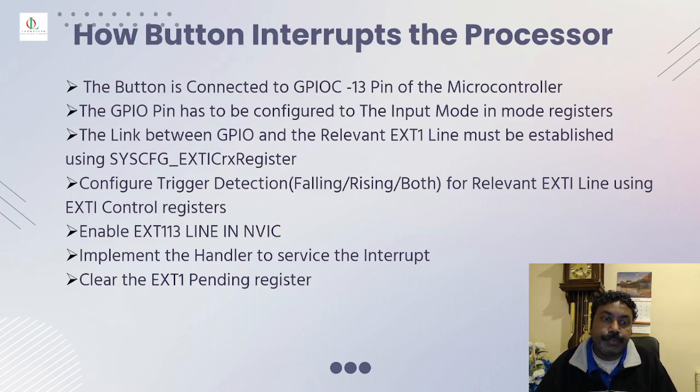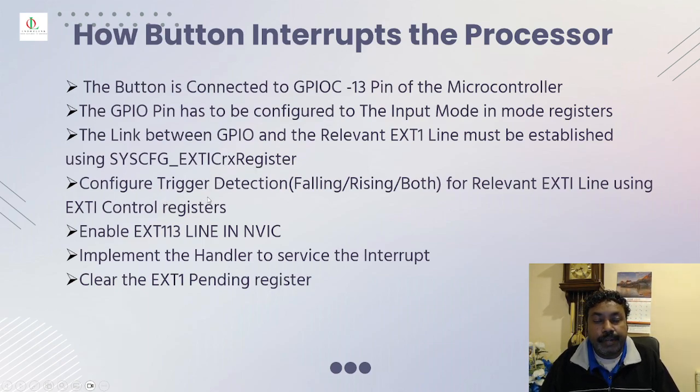And these are all the steps you need to use to connect the button to create the interrupt. The button is connected to the GPIO C13 pin of the microcontroller, so the GPIO pin has to be configured to input mode in the mode register. Remember, the port mode can be set in 4 different modes: input mode, output mode, alternate function mode, and analog mode. In this case you're using it as a push button input, so it has to be configured to input mode. Then a link between GPIO and the relevant EXTI line, that's the EXTI13 line, must be established using the SYSCFG EXTICR register.